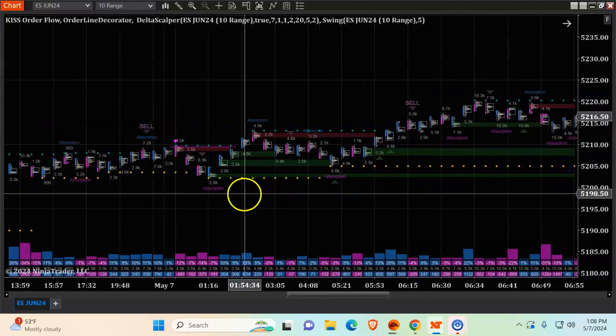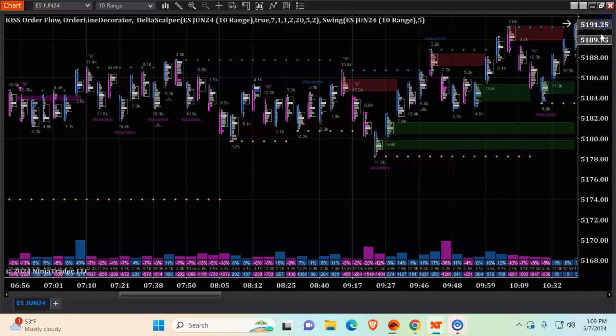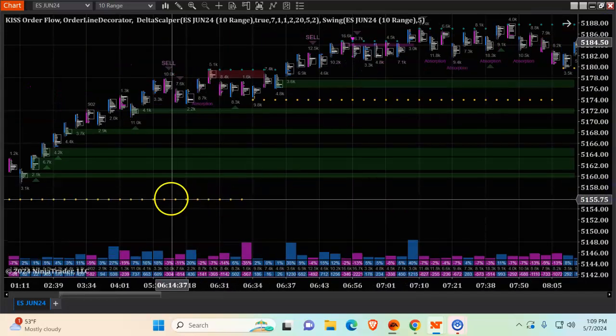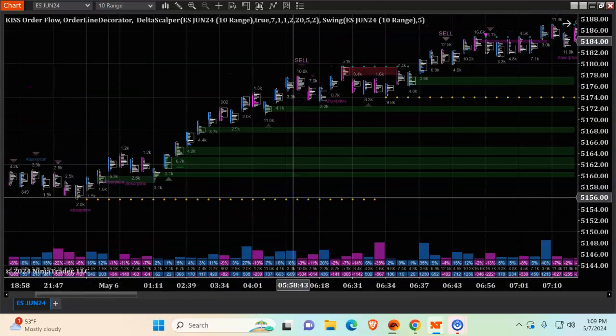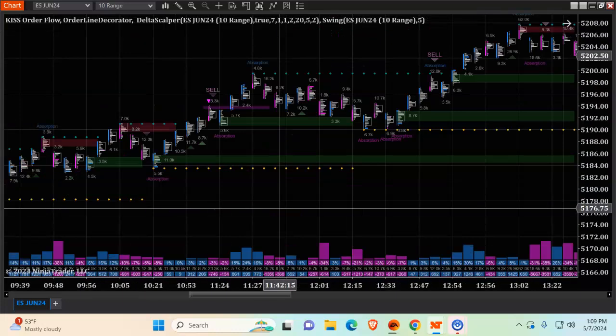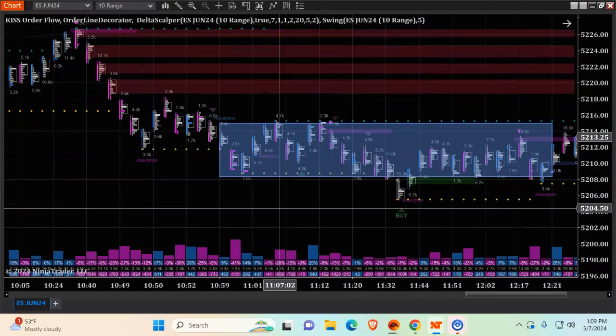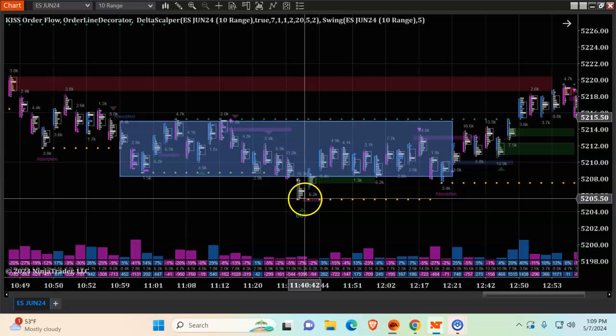Let me find another one here. Let's find, that's the end of this right there. Yeah, I didn't catch one there, so I only have a couple days loaded here. Here's the buy right here off of this swing.